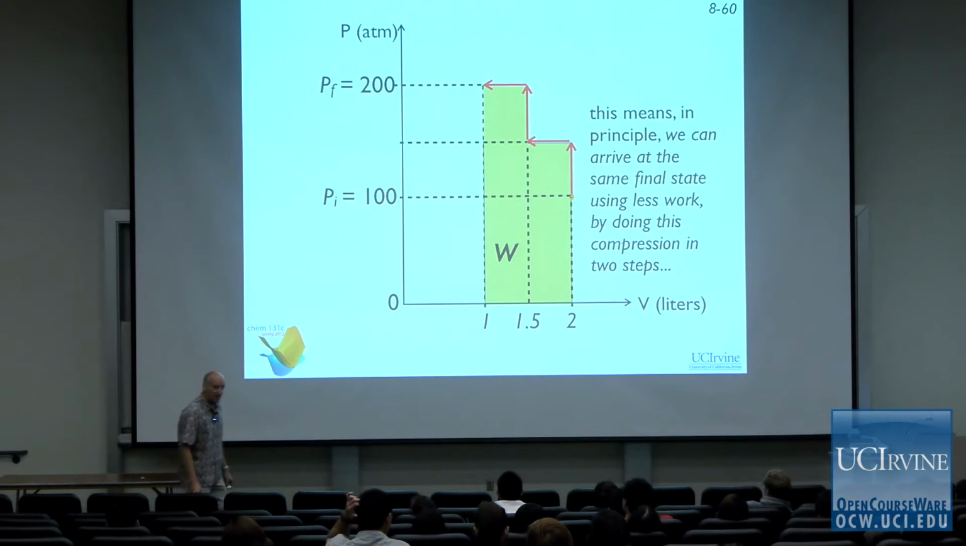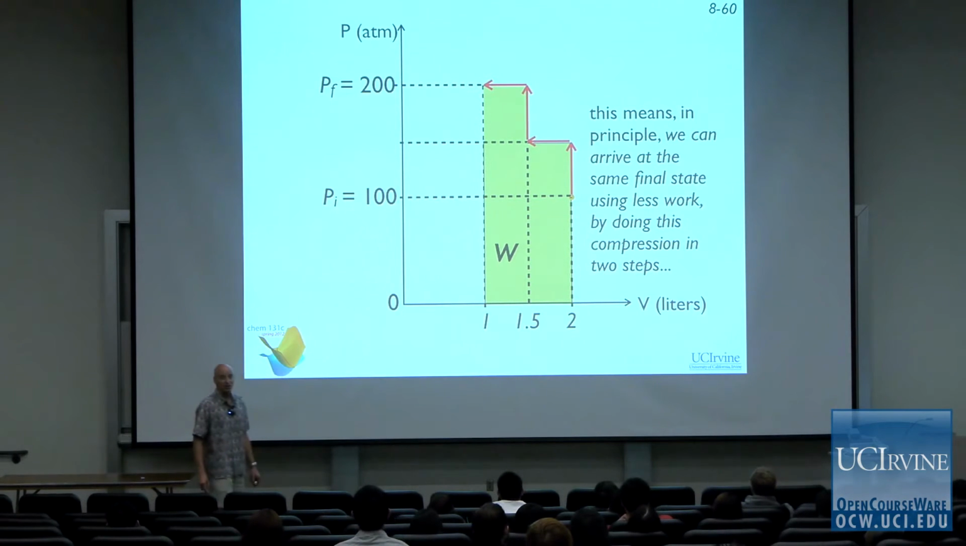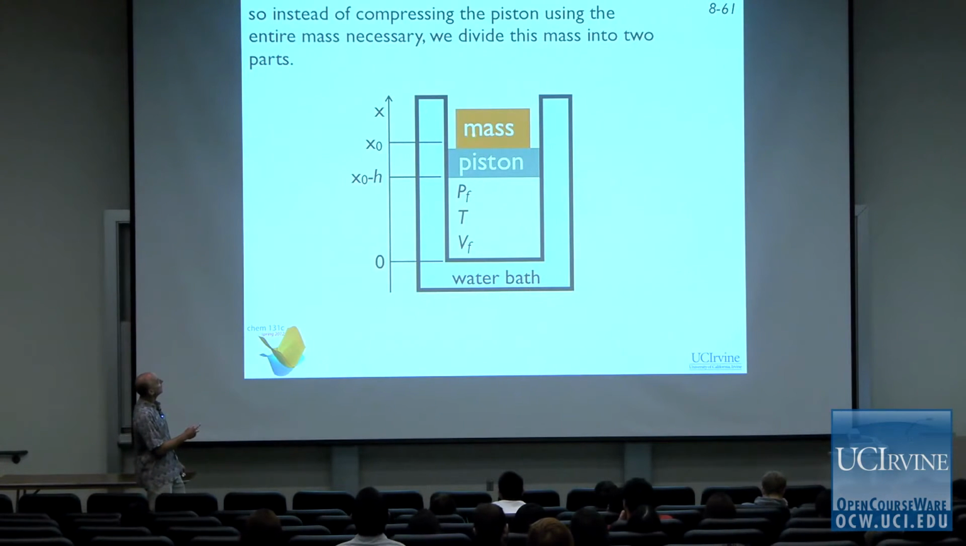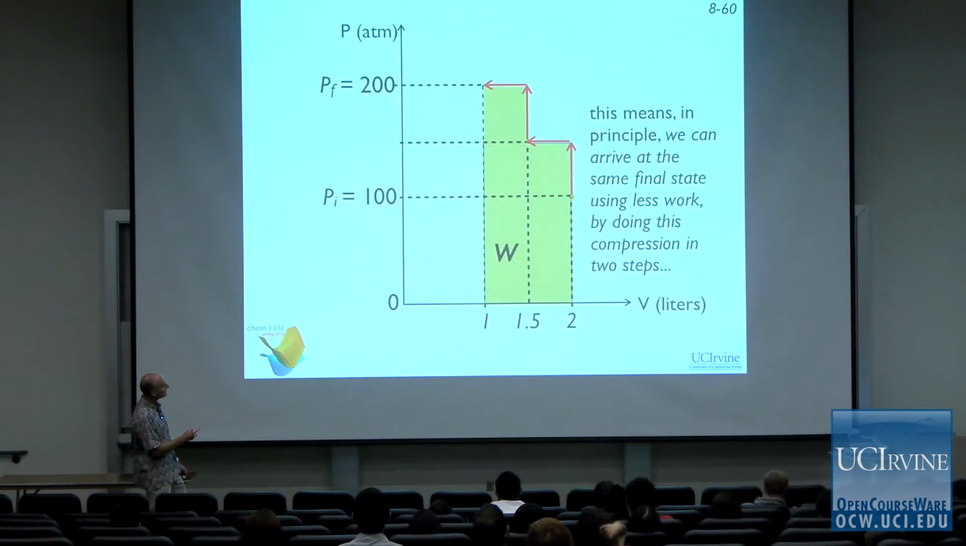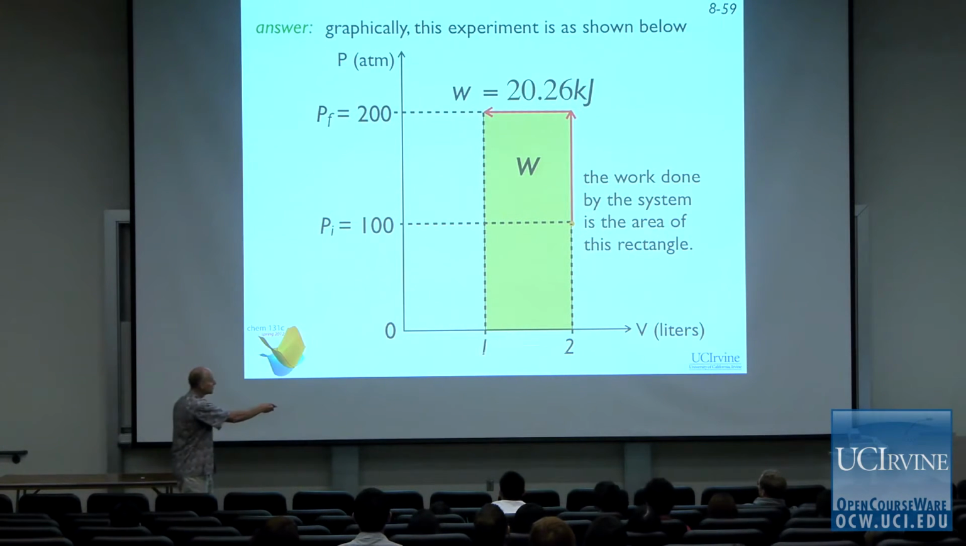Work is not a conserved quantity. It's not like energy. Use your imagination, you can do less of it. Many of you know that already. So, here's what we did before. We used 1 mass, we compress the piston. That's tantamount to doing this. 1 mass was used to accomplish this change in displacement of this piston from 2 liters to 1 liter.